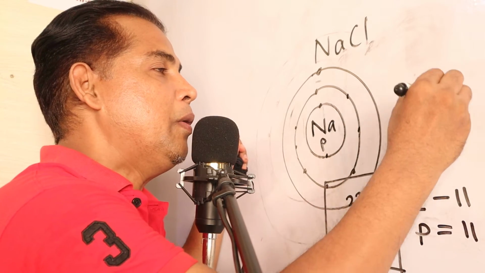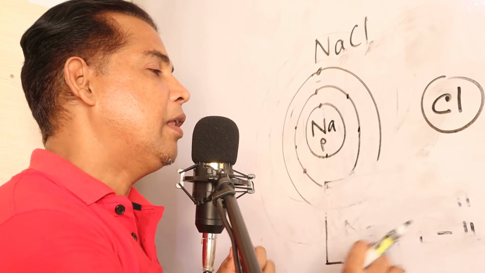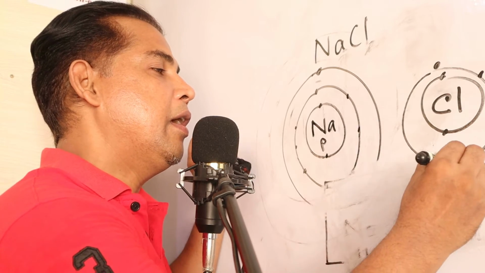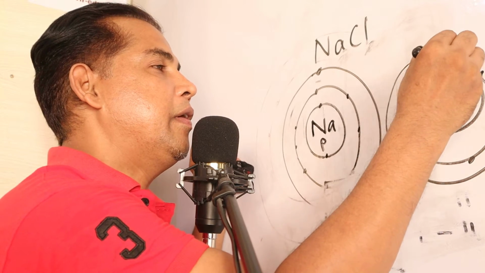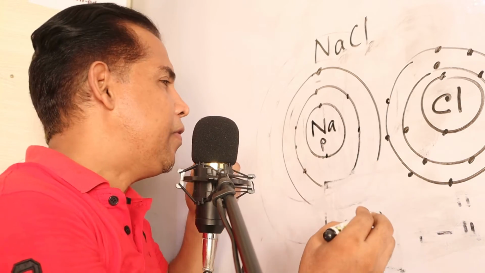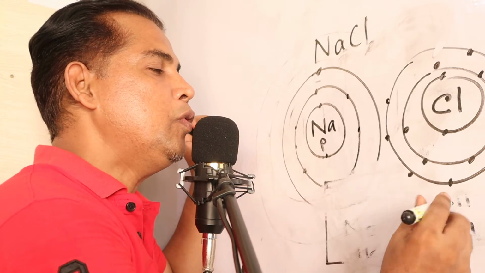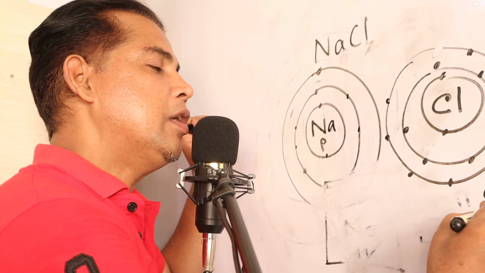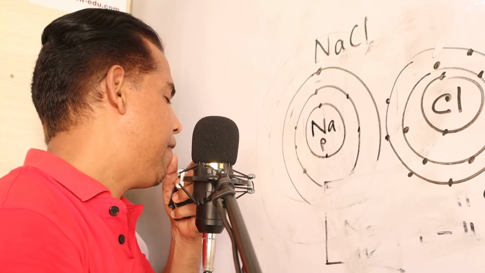Chlorine: the configuration of chlorine is like this. The first shell is 2, the second is 8, and the third is 8. Okay, the total for chlorine is 17: 2, 8, and the last one is 7, sorry. So the configuration of chlorine is: first shell 2, second shell 8, and last shell 7.